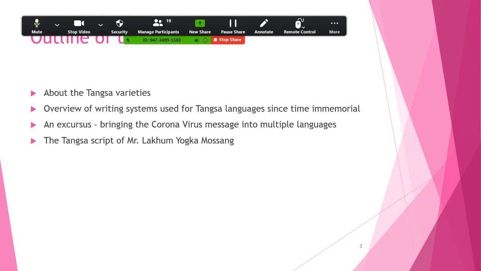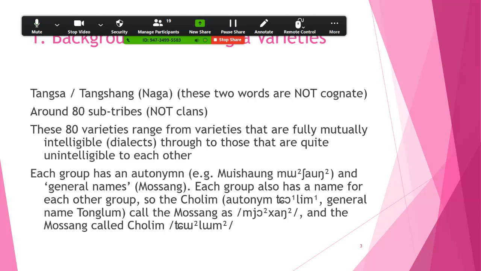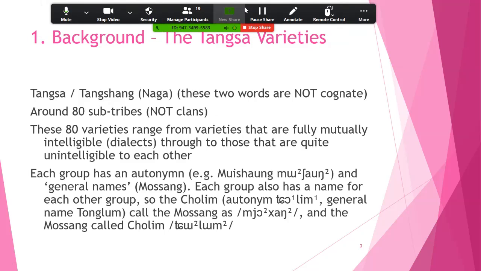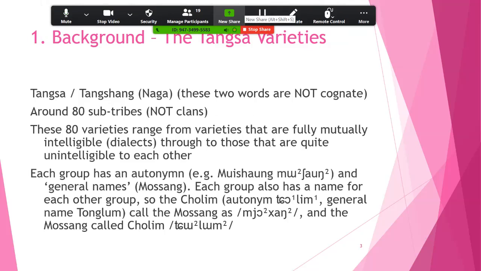And then finally, I will get to the main part of the talk, which is to describe as best I can the Tangsa script created by Mr. Lakhum Mossang. Okay, so the languages that we call Tangsa are known on the Myanmar side as Tangshang, and these two words, despite their appearances, are not cognate.